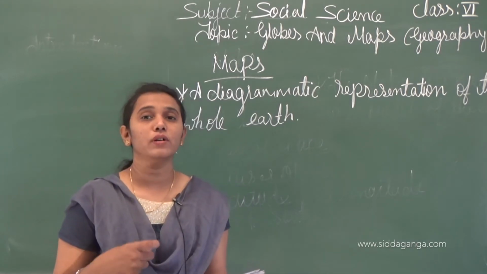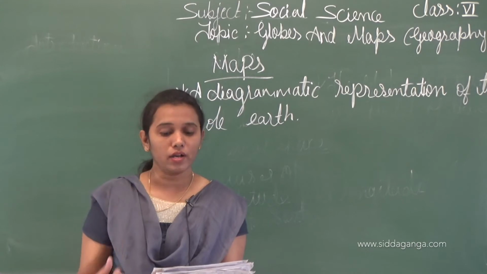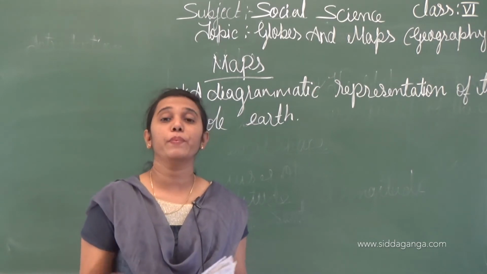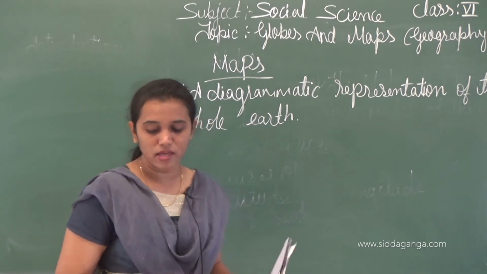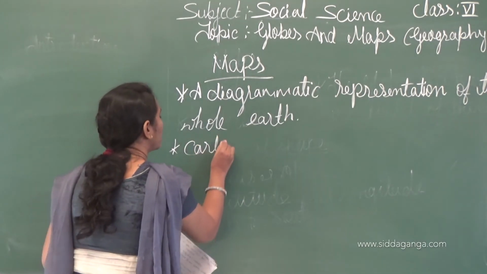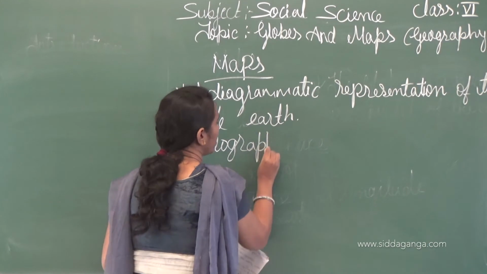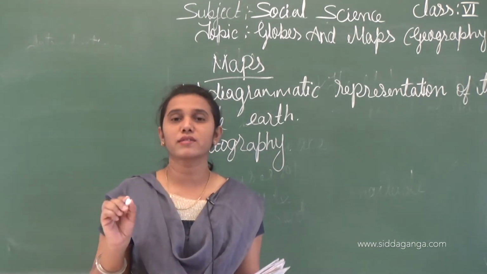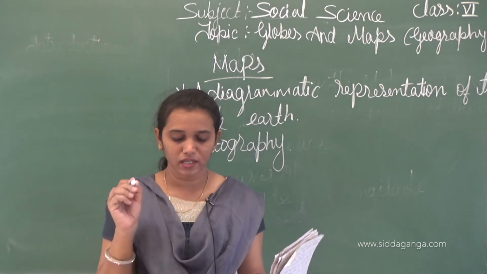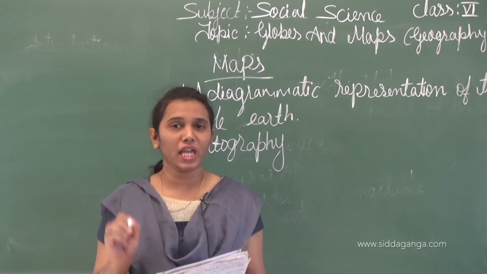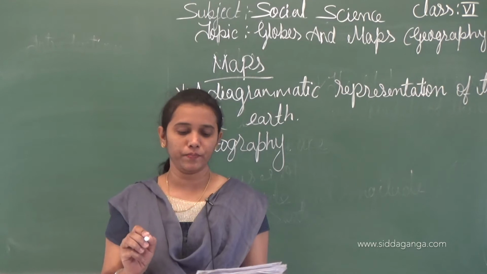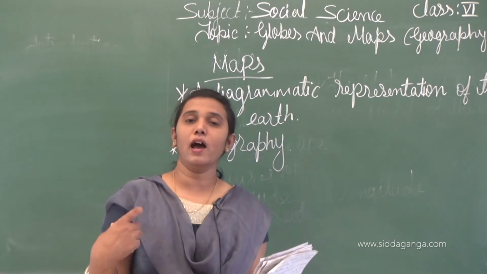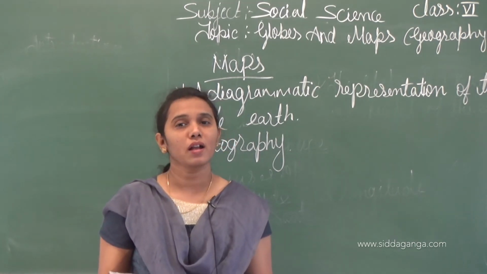The science and art of map making is called cartography. What is it called children? Cartography. What is cartography? It means the science and art of map making. The science and art of map making is known as cartography.